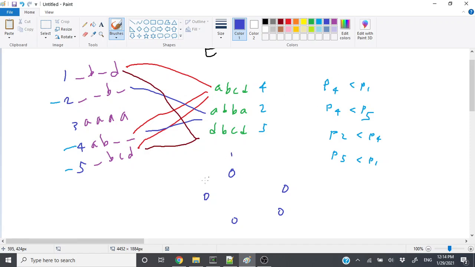So if these are 1, 2, 3, 4, and 5, then we have that 4 must come before 1, so let's add an edge from 4 to 1. 4 must come before 5, so let's add an edge from 4 to 5. 2 must come before 4, and 5 must come before 1. This is a common thing to do in these sort of relations. And then the problem reduces to finding a topological sort on this graph.